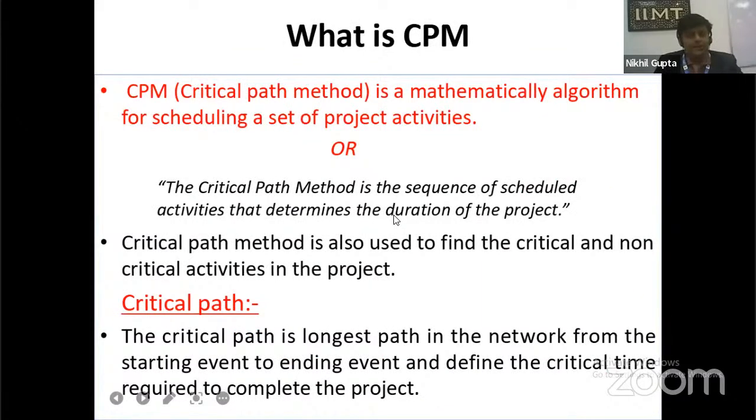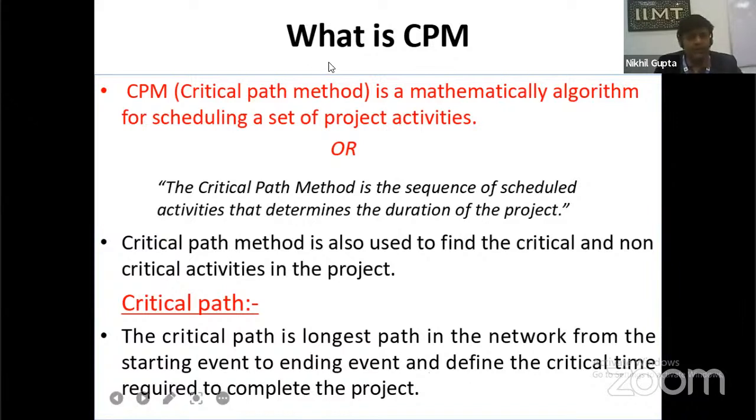What is CPM? Basically, CPM, known as critical path method, is a mathematical algorithm for scheduling a set of project activities. In other words, the critical path method or CPM is the sequence of scheduled activities that determine the duration of any kind of project. Critical path method is also used to find the critical and non-critical activities in the project. In CPM, the critical path is the longest path. In other words, it's the longest path in a network from the starting event to the end event and defines the critical time required to complete the project.